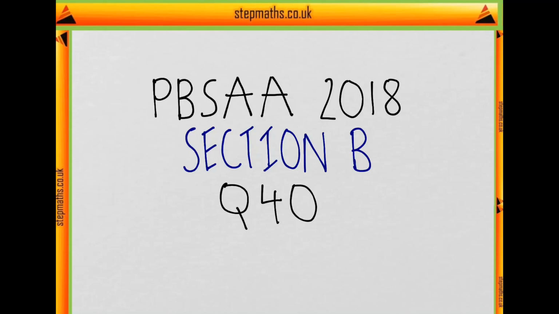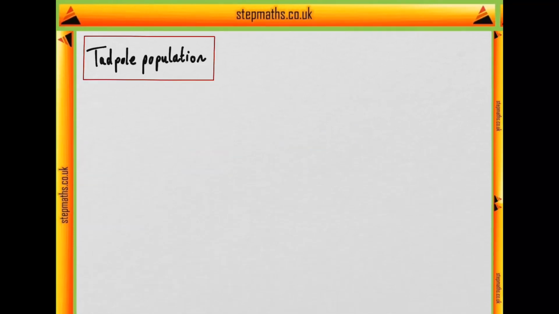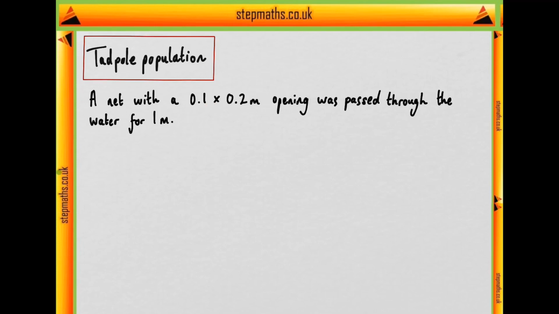This is question 40 from section B of the 2018 PBSAA paper. In this question, we're told that a student investigated the tadpole population in a large pond. We're told that he had a net with a rectangular opening measuring 0.1 by 0.2 meters, and that was swept through the water for 1 meter.